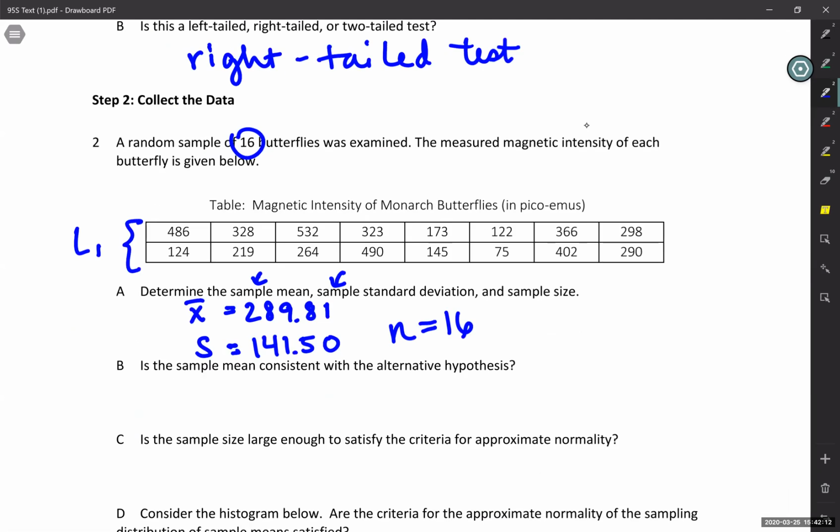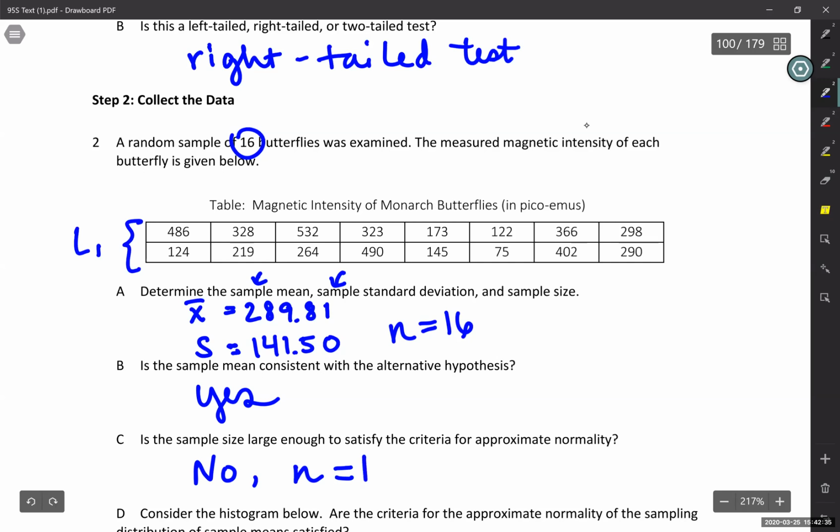That way, in case you get confused as to greater than or less than, you can just use that as a check. All right, is the sample, oh wait, I actually did that one already. Yes. Is the sample size large enough to satisfy the criteria for approximate normality? And that's going to be no, because n was 16, which is less than 30. So if it's less than 30, we cannot go ahead and approximate normality unless it tells us we can.